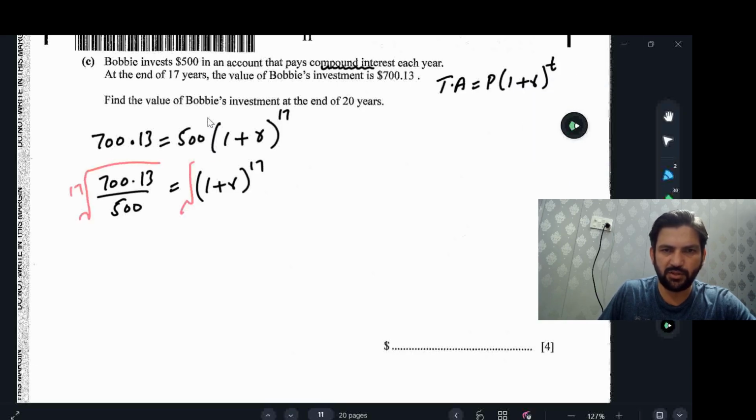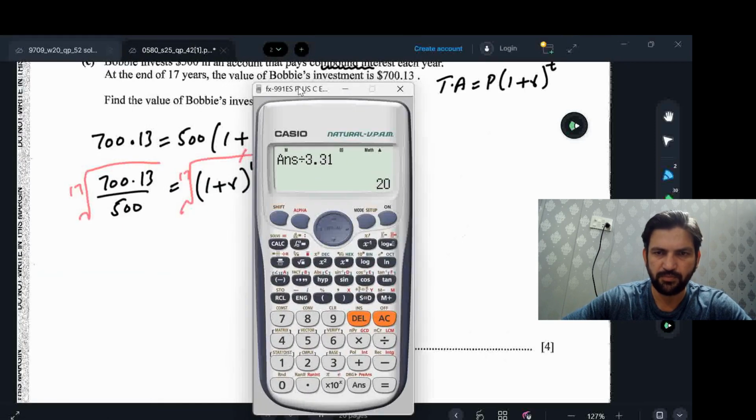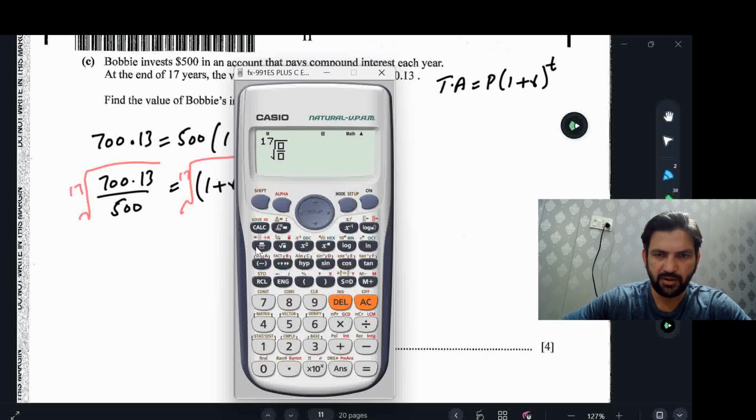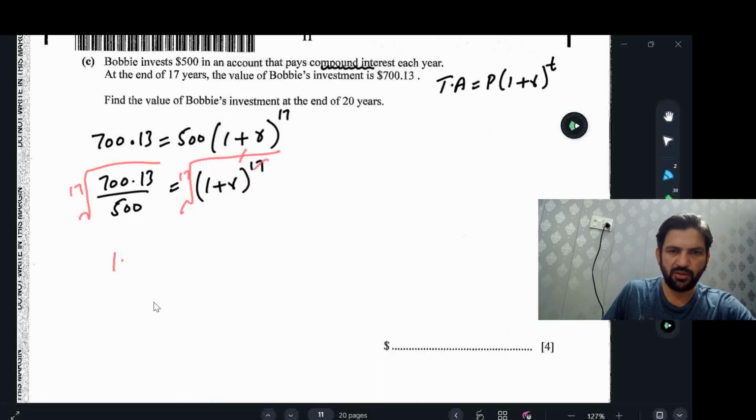So if we take the 17th root on both sides, this will be cancelled out, and on the left hand side this will be equal to what? This will be equal to shift this 17, and then over here we will have a fraction like 700.13 divided by 500. So this will be equal to 1.02. 1.02 is equal to 1 plus R percent. Basically this one is R divided by 100.